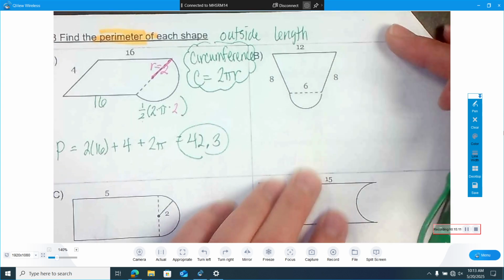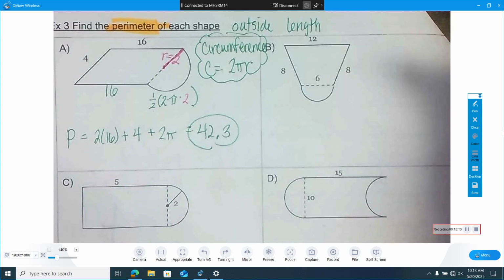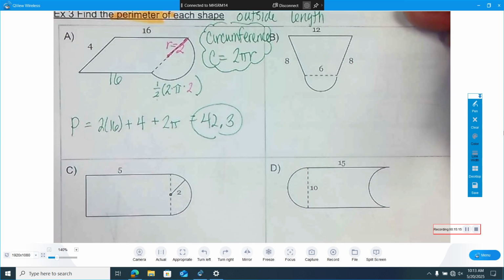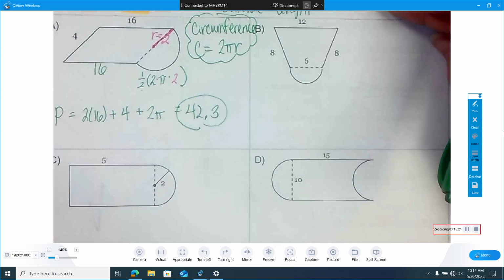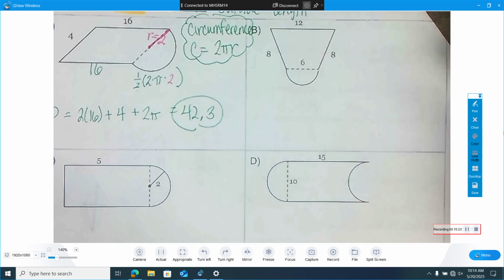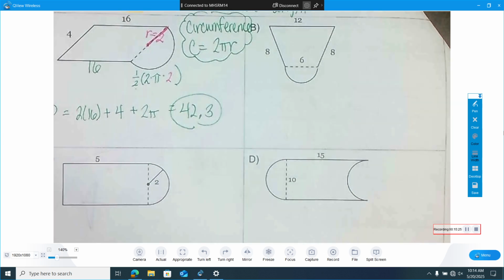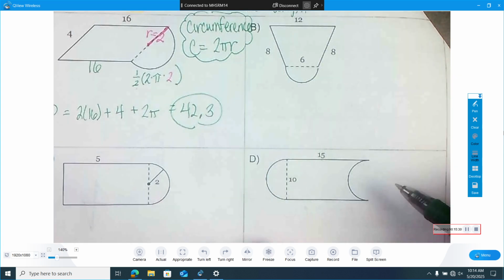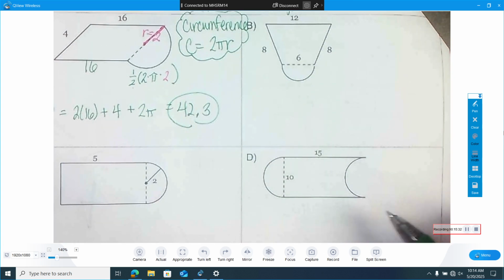I don't think I need to do B. That's kind of the same thing. Let's look at, do I need to do C? No. I don't think so either. Let's look at D. Let's look at D and then call it good. That was really fast. Never mind. We do have time to do it, but that's okay. That's okay. I won't do it.